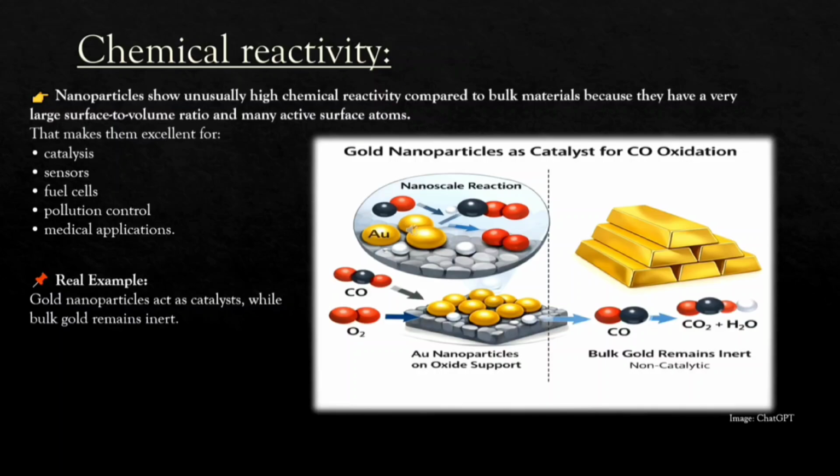In bulk form, gold is chemically inert and rarely participates in reactions. However, when gold is made into nanoparticles, its behavior changes significantly. At the nanoscale, gold develops highly reactive surface sites that allow molecules like carbon monoxide and oxygen to adsorb, interact, and react to form carbon dioxide. This is something ordinary bulk gold cannot easily do. This striking difference clearly shows how reducing size to the nanoscale can completely transform the chemical properties of a material.